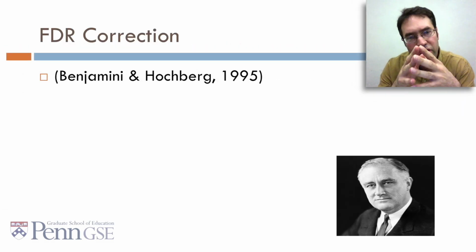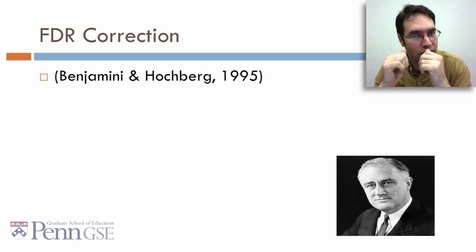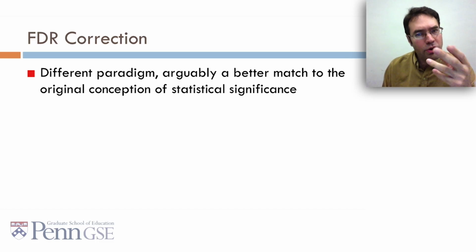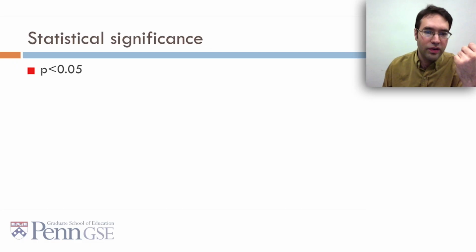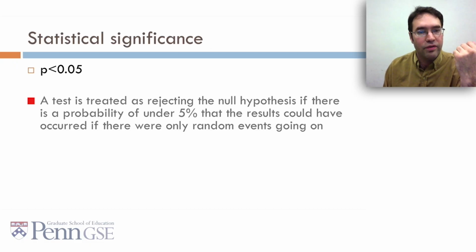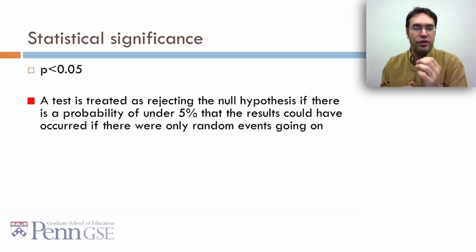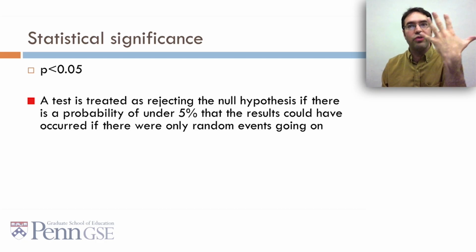By contrast, there's the FDR correction, which was proposed by Benjamini and Hochberg. We see there a picture of FDR. It's a different paradigm, arguably a better match to the original conception of statistical significance. Because the original conception of statistical significance is you want p of less than 0.05, which means that you treat a test as rejecting the null hypothesis if there's a probability of under 5% that the result could have occurred if there was only random events going on. So in other words, if there's just junk, what's the probability you'd see the result you saw?